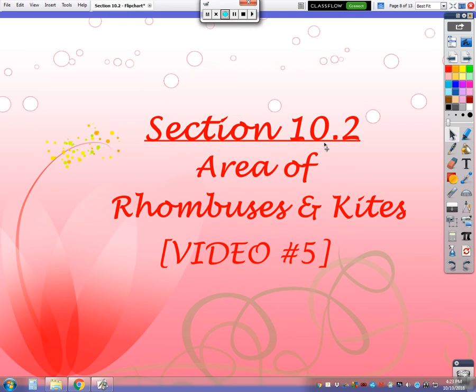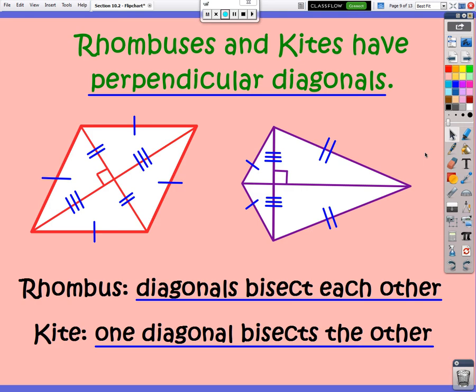In this video, we will be discussing the area of rhombuses and kites. Now, some properties of rhombuses and kites that I wouldn't expect you to know right now, and I will give you on, let's say, a quiz or a test, are these three pieces. Rhombuses and kites have perpendicular diagonals.